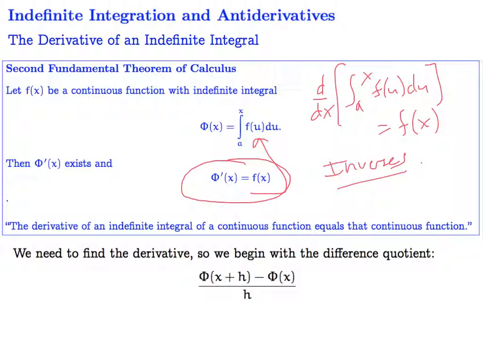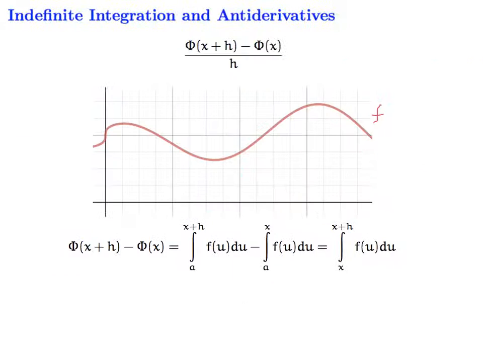And we're going to move on and see what this means graphically. So we want to try and figure out a way to compute this difference quotient. And so what we're going to do is look at the graph, and we're going to start by looking at just the numerator part of our difference quotient. So the key feature is that phi of x plus h really means the integral from a to x plus h of f of u du. And phi of x means the integral from a to x of f of u du.